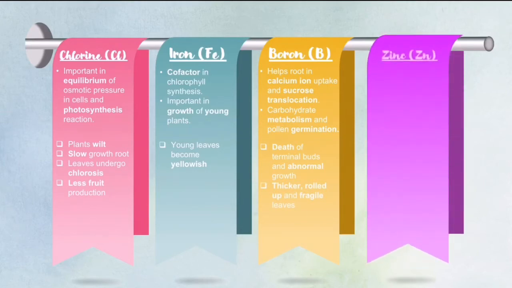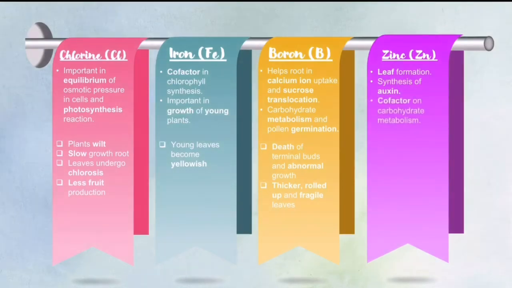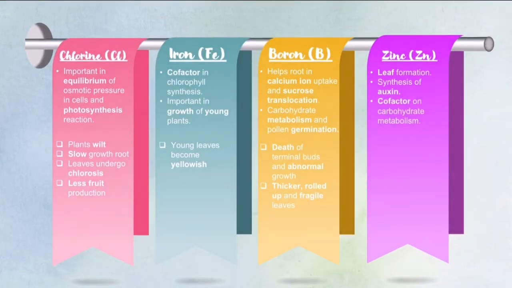Next, we have zinc. Zinc is important in leaf formation. It also helps in synthesis of auxin, which is one of the growth hormones. It also acts as a cofactor in carbohydrate metabolism. Lack of zinc will cause the leaf surfaces to become spotted with chlorosis spots, and the growth of the plant will be stunted.